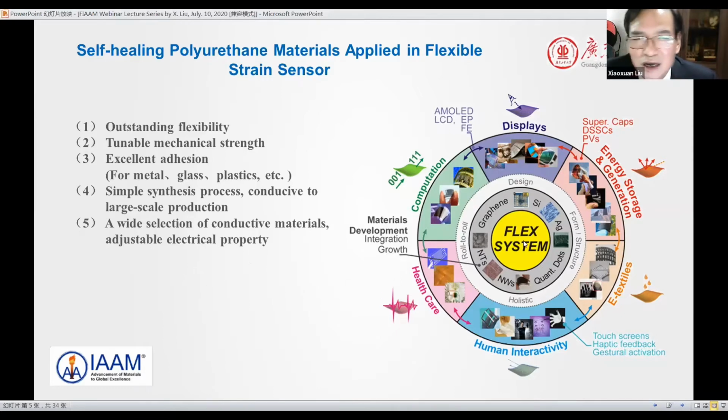This is a self-healing flexible polyurethane. It is applied to many industries, such as in this picture.